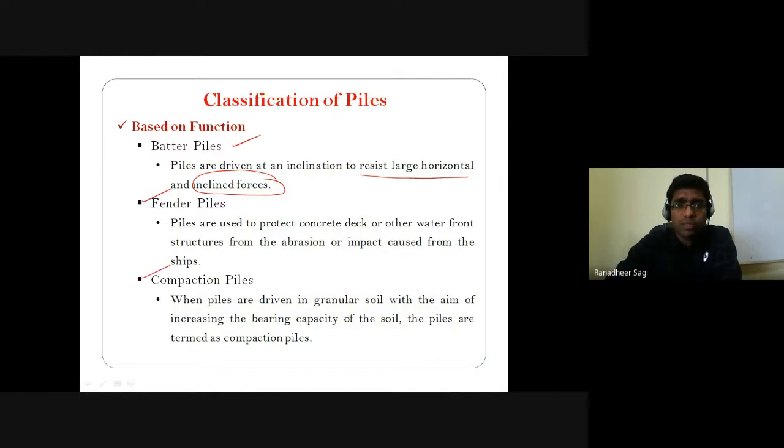Next is compaction piles. These typical piles are smaller diameter piles, or otherwise we also call them micro piles, which are driven into granular soil deposits mainly. In order to strengthen the bearing capacity of that soil, if that granular soil is a loose soil deposit, in order to improve the ground condition there, you can drive smaller diameter piles directly into the ground, which act like stiffeners to that particular soil.